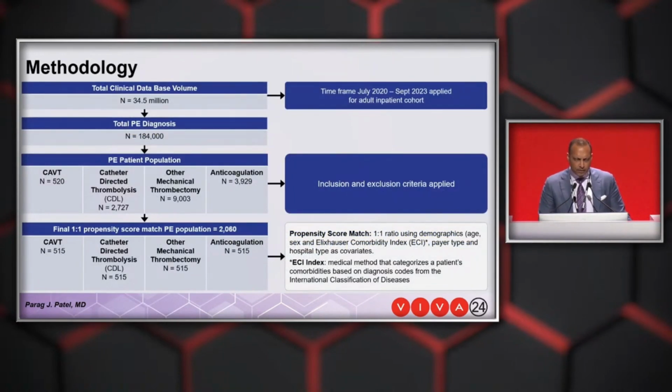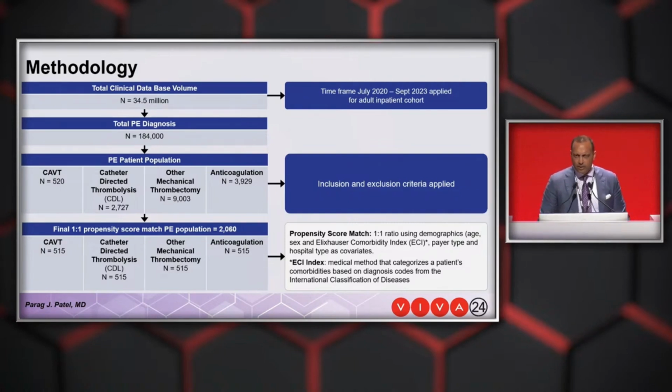Within our time period, there were over 34.5 million patient encounters and 184,000 PE diagnoses. When you take into account the inclusion-exclusion criteria that was applied, we saw 520 patients treated with CAVT, over 2,700 patients treated with catheter-directed thrombolysis, over 9,000 patients treated with mechanical thrombectomy, and over 3,900 patients treated with anticoagulation.